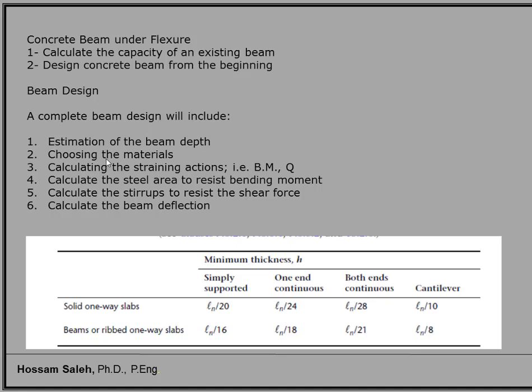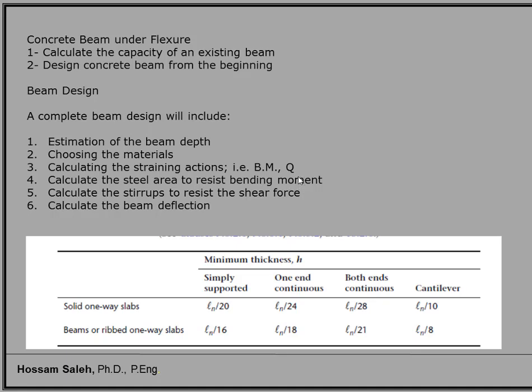And choosing the material, we know that the Fy for the steel will be 400, but the class of the concrete can be chosen to give us the optimal design. We can have f'c from 30, 35, 40, and so on for the beam. Then we have to calculate the straining actions, the bending moment and the shear force. Calculating the area of the steel to resist the bending moment has to be done.